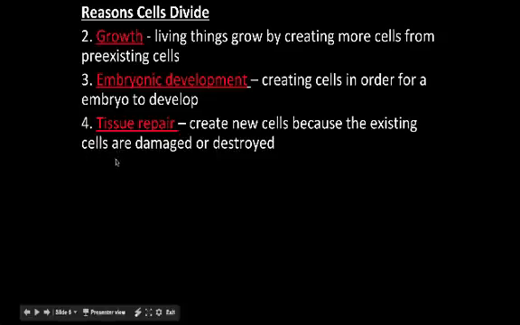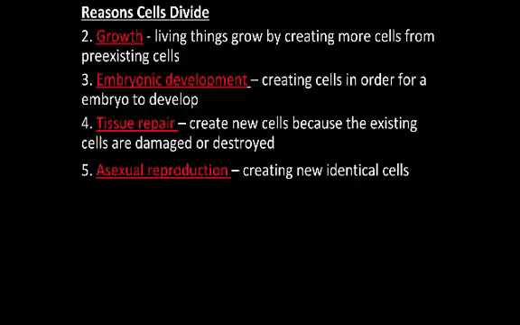Speaking of tissues, tissue repair is important. New cells need to be created because old cells are damaged. You can think about a bad sunburn or cuts or anything like that, and these cells will replace and repair themselves once they're damaged or killed. Then asexual reproduction, creating new identical cells. We talk about bacteria and binary fission again. We'll get to that later. That's a good example.